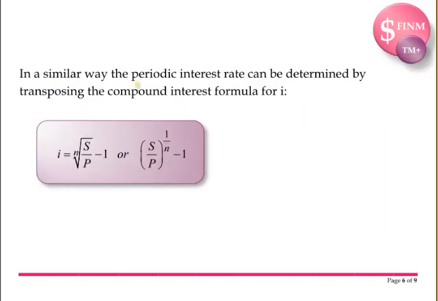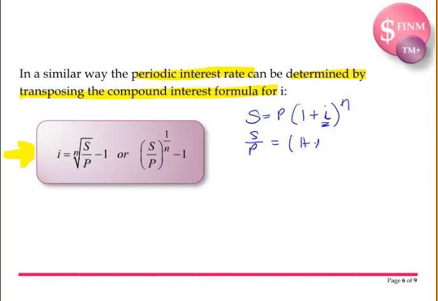In a similar way, the periodic interest rate can be determined by transposing the compound interest formula. And you can see that there. That one's probably a little bit more difficult to see how they get that. So if we've got S equals P(1 + i)^n, I want to get that i on its own. So I firstly divide by P, and I end up with that.